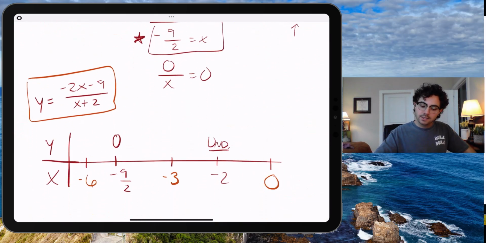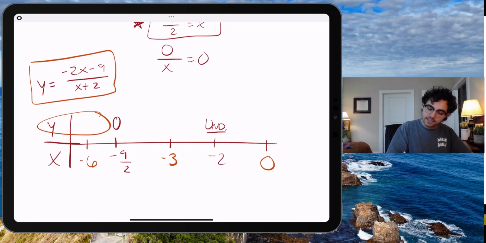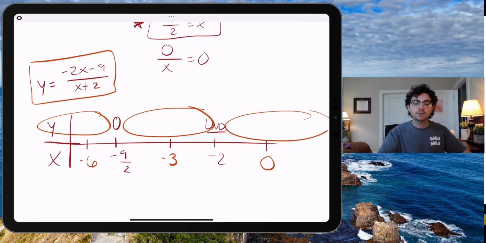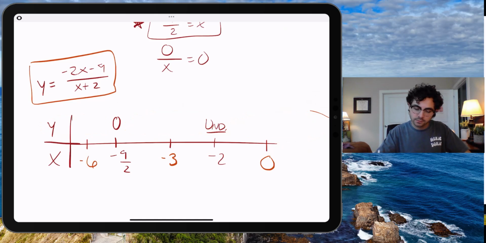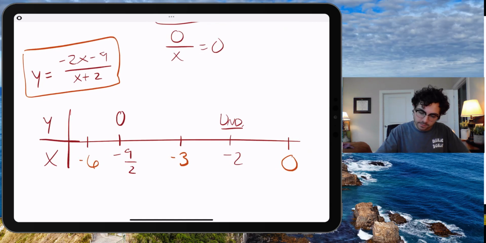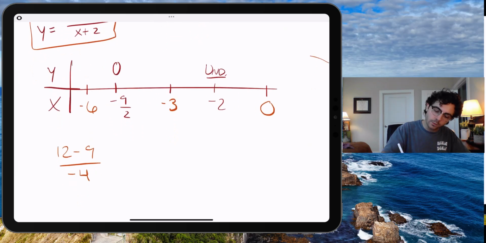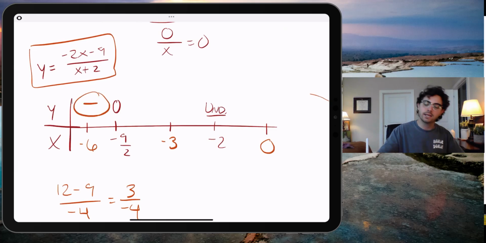So basically, plugging in -6 is testing out this interval from -infinity to -9/2. Plugging in -3 is testing out this interval from -9/2 to -2. Plugging in 0 is testing out the third interval from -2 to infinity. So it's 3 possible intervals that we're gauging here. Plugging in -6, we're plugging every x in there. So -6 times -2 is 12, minus 9, over -6 plus 2 is -4. So we get a +3 on top, a negative on the bottom. Positive over a negative is a negative.